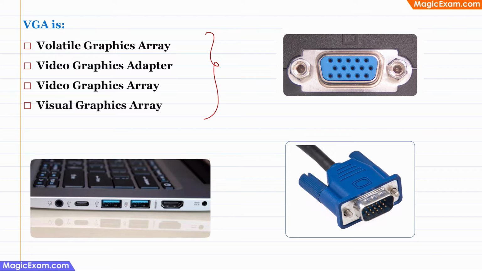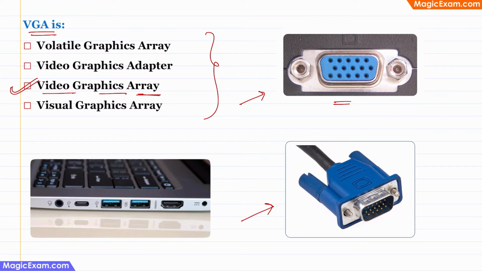Which of the following is the correct expansion for the term VGA? In older desktops and laptops, you'll see a socket which looks like this, and you can use a cable which looks like this to connect to a monitor or a projector from this socket. So the socket is called a video graphics array. So VGA means video graphics array.